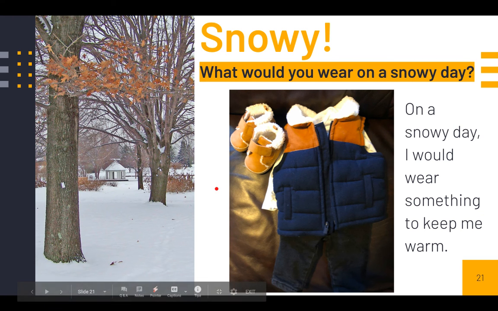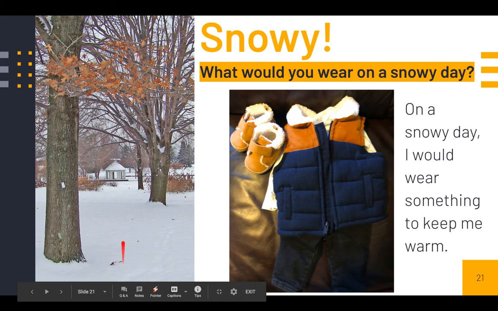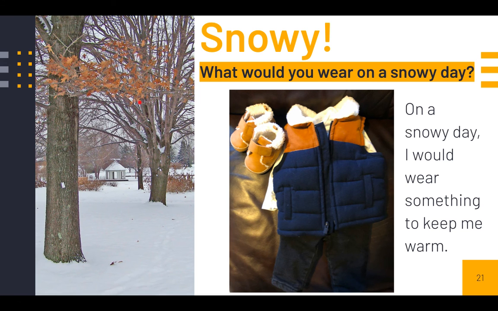All right. So if it was snowy outside, I would see something like this. It would be a bunch of snow outside. Everything would look white. The trees would be kind of empty. The leaves would be gone because it's snowing. So this is probably around winter time.